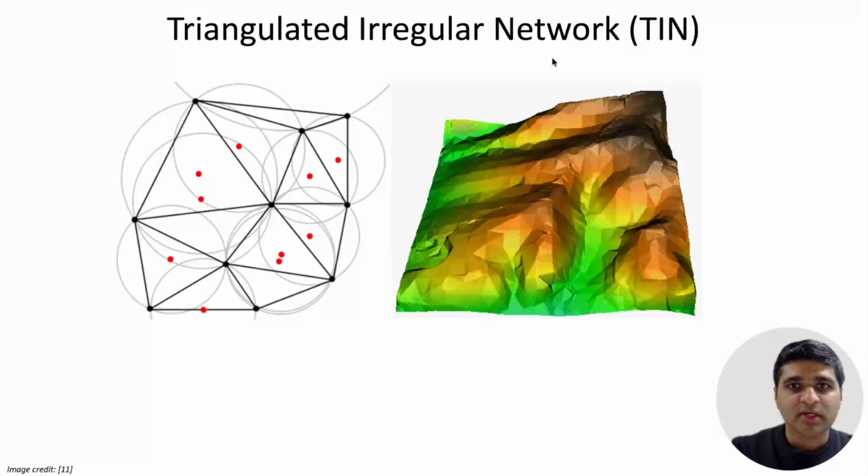Now let us understand a special type of vector data called triangular irregular networks, or TIN. A TIN is used to represent surfaces, especially land elevation or terrain.